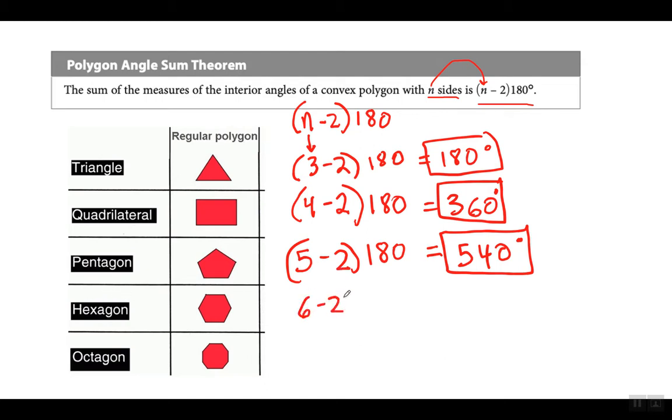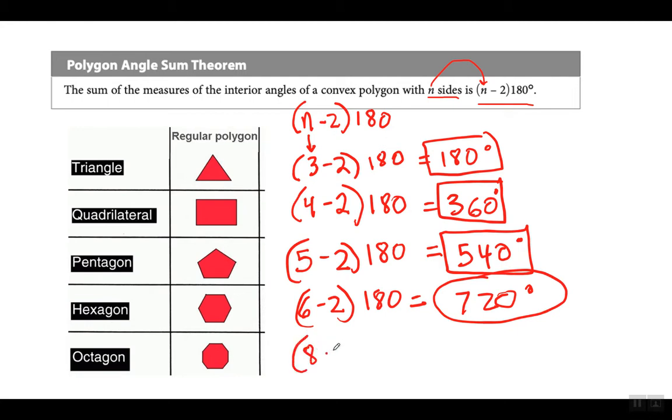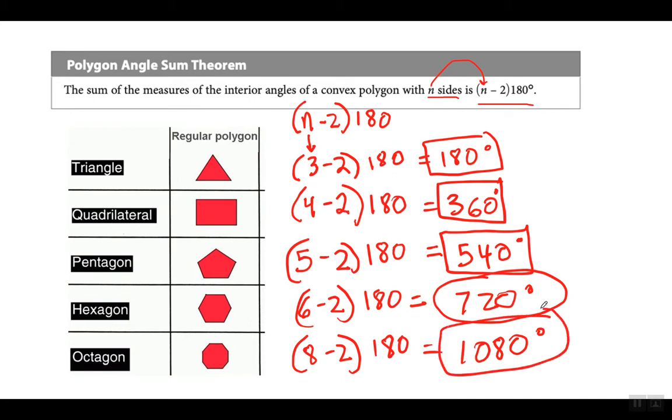Alright, so I substitute the 6 for the letter n, and I do 6 minus 2, which is 4, and 4 times 180, which will give me 720 degrees. And last one, an octagon, which has 8 sides, so I substitute the 8 for the letter n, and I do 8 minus 2, which is 6, and 6 times 180, which is going to give me 1080. Alright, you get the idea.